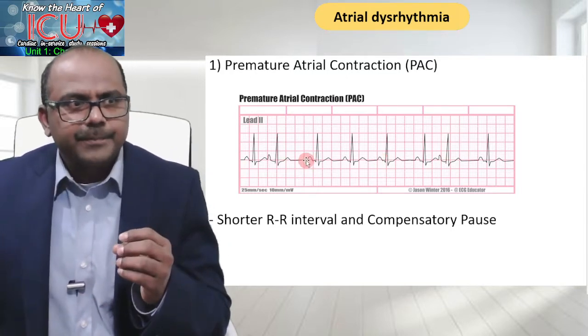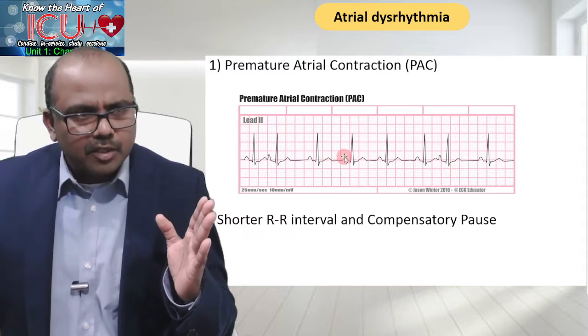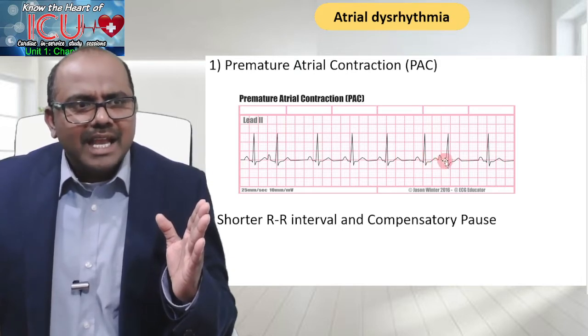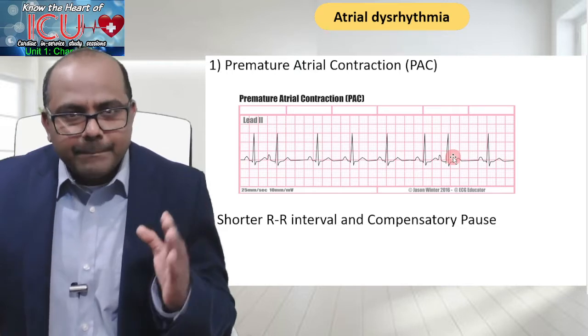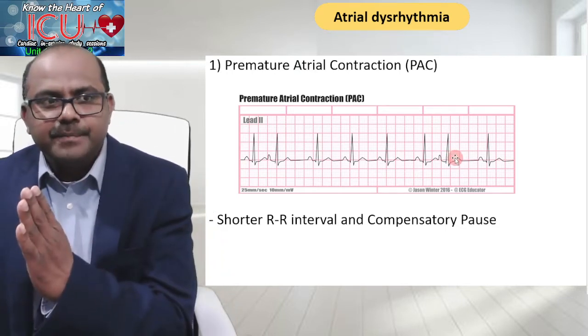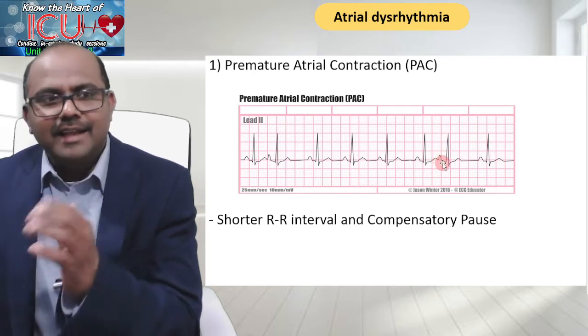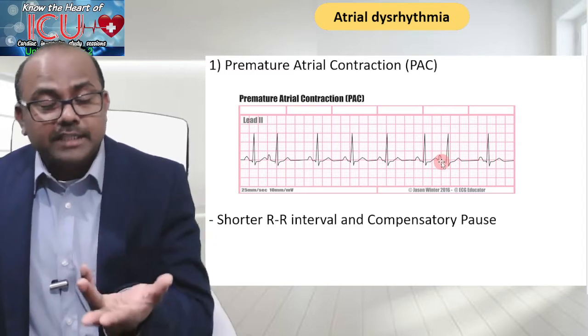So you can see here an SA node P wave, QRST, SA node P wave, QRST, SA node P wave, QRST, SA node P wave, QRST, and the next SA node P wave is supposed to be here, but before the next SA node P wave, some part of the atria, a naughty area, just fired a premature impulse. How would you know that it's atrial?